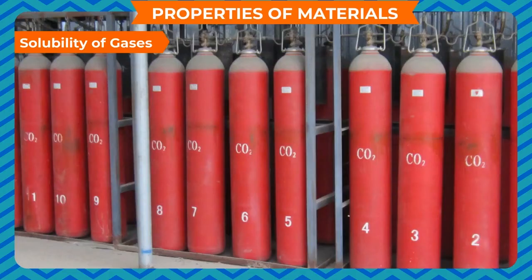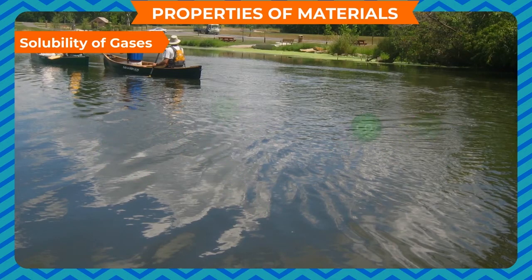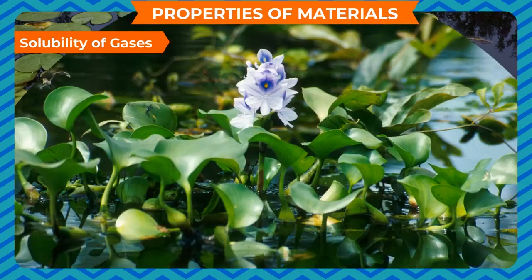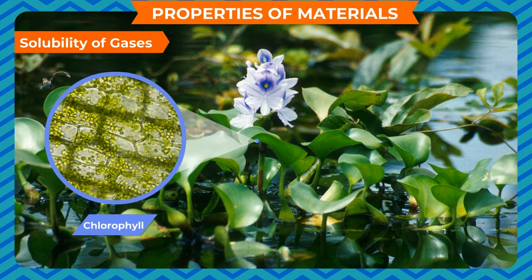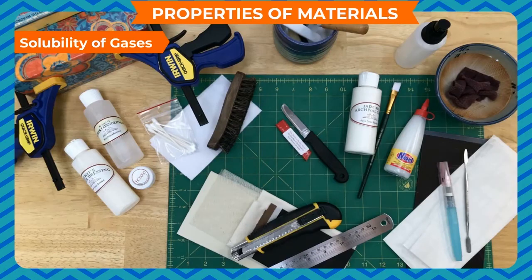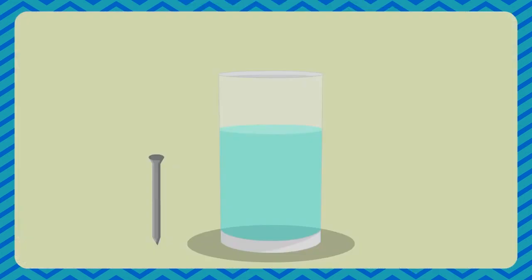Carbon dioxide gas is also slightly soluble in water. It is the dissolved carbon dioxide gas in water which acts as a source of food for aquatic plants. The aquatic plants use the carbon dioxide in the photosynthesis process and make food with the help of chlorophyll and sunlight. Thus, the materials can also be classified on the basis of their solubility in water. Some soluble substances are sugar, salt, etc.